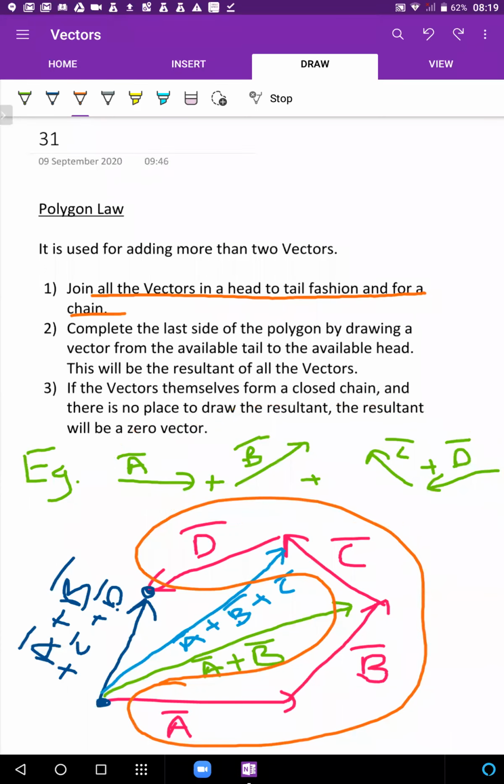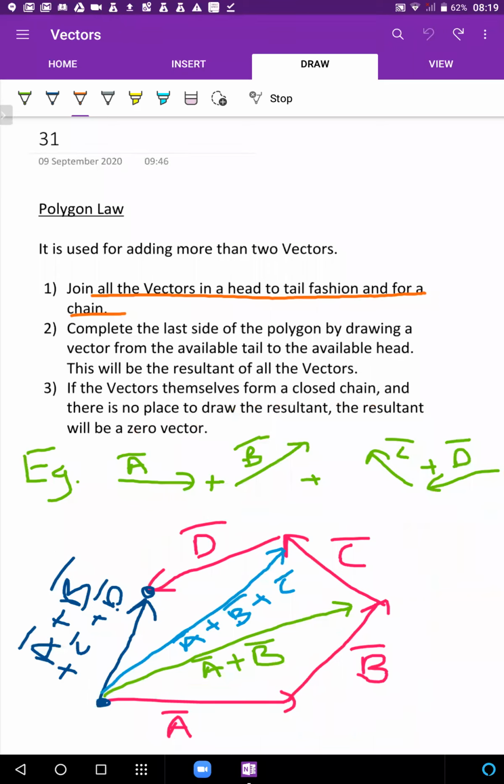This is our first step. The next step is complete the last side of the polygon. Complete the last side of the polygon by drawing a vector from the available tail to the available head. This will be the resultant of all the vectors. What does the word resultant mean? Means sum. So this is going to be the sum of all the vectors.